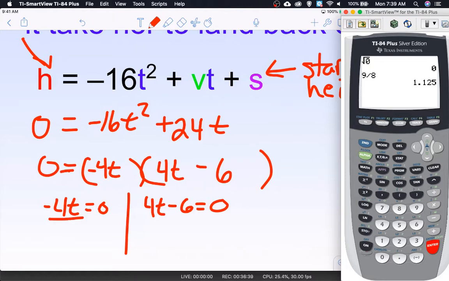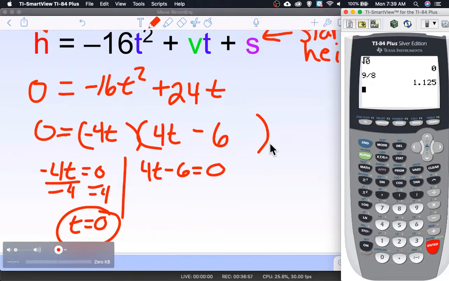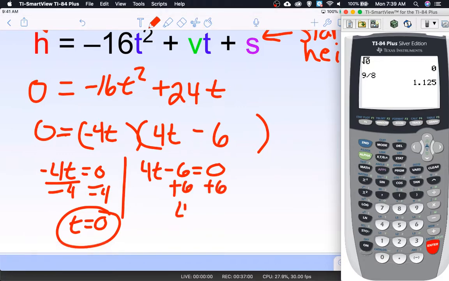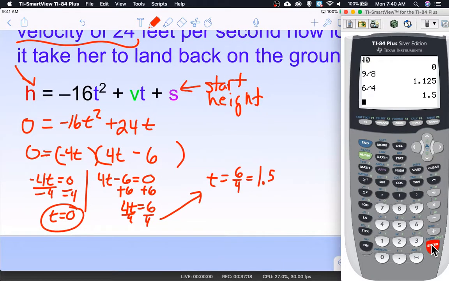And then I solve both. Divide by negative 4, which is kind of dumb. I don't need to do that because 0 divided by anything is 0. So that's probably the one where she started. She started on the ground at time 0. At 0 seconds, she's still on the ground before she jumped. Now, after the jump, let's see. We add 6 to both sides. 4t equals 6. Divide by 4 on both sides. And we get t equals 6/4, which is 1.5. So she lands on the ground after 1.5 seconds.